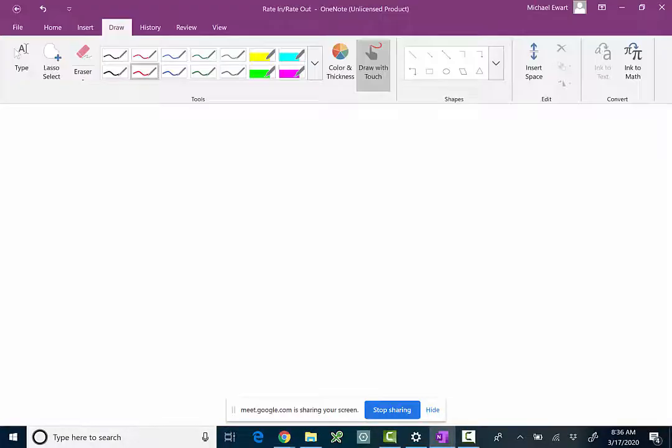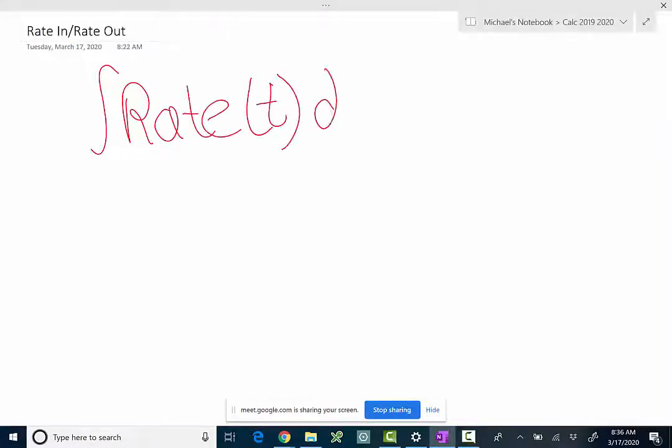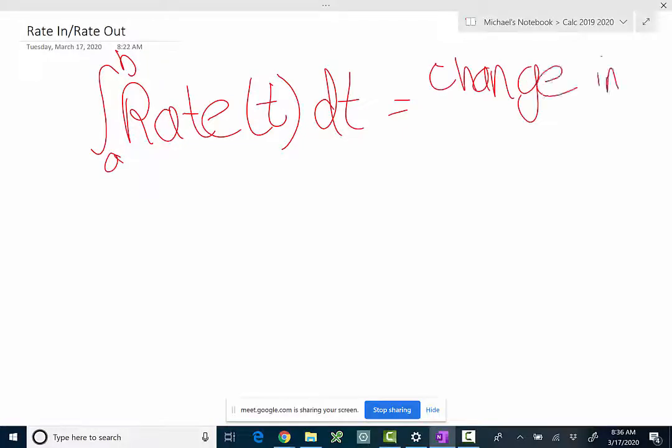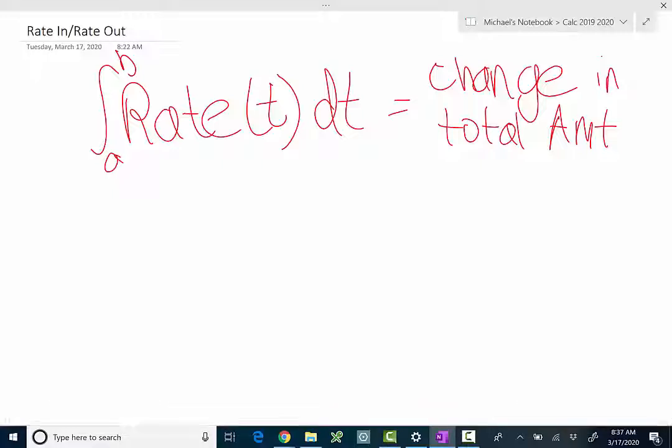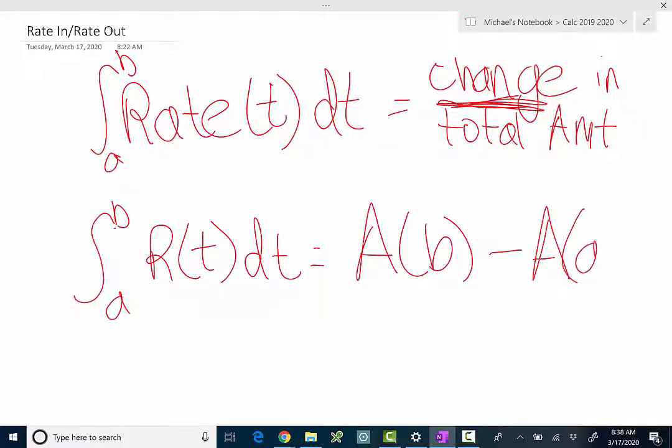All right, so we're doing rate in, rate out. So our big key concept today is that the integral of the rate gives us the change in the total amount. And so key there being the word change. So when we take the integral of the rate, we'll get the amount, and technically it's the amount at time B minus the amount at time A.